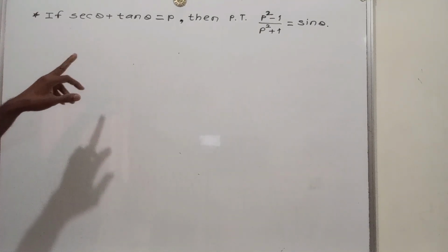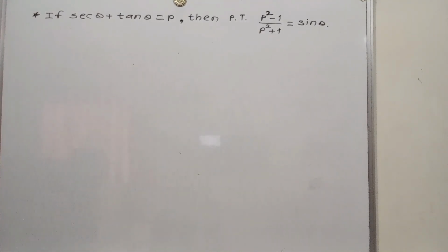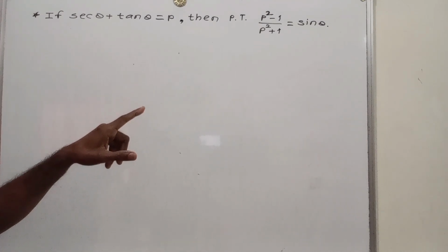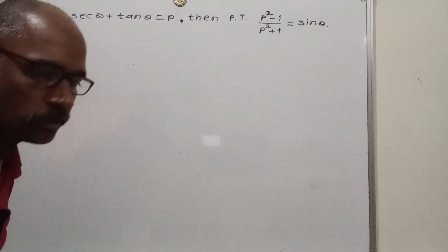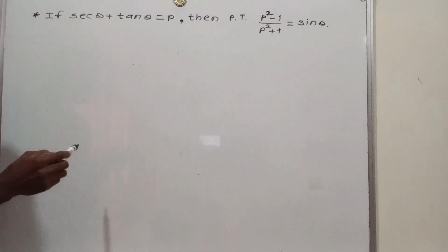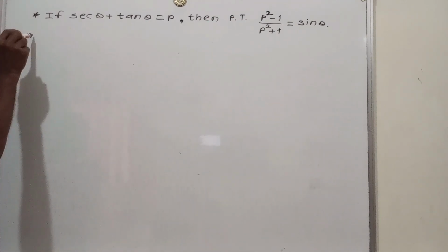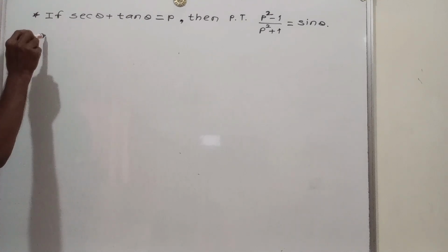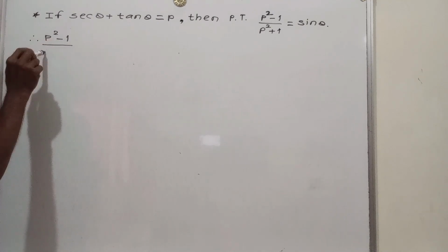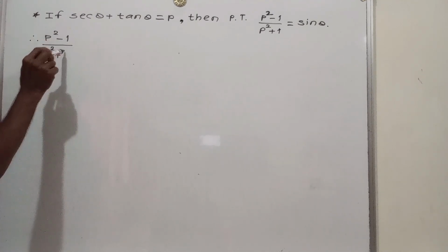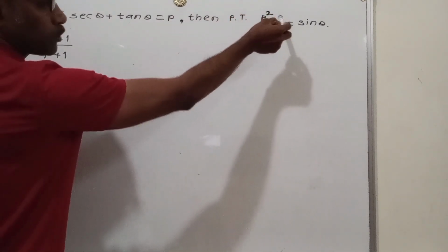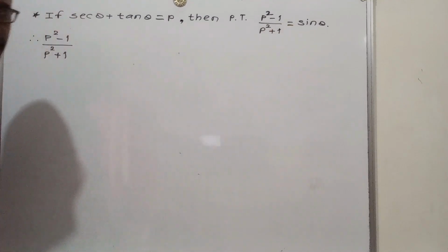If sec theta plus tan theta is equal to P, then prove that (P square minus 1) upon (P square plus 1) is equal to sine theta. Now we take this first. Answer: P square minus 1 upon P square plus 1. Prove that P square minus 1 upon P square plus 1 is equal to sine theta.